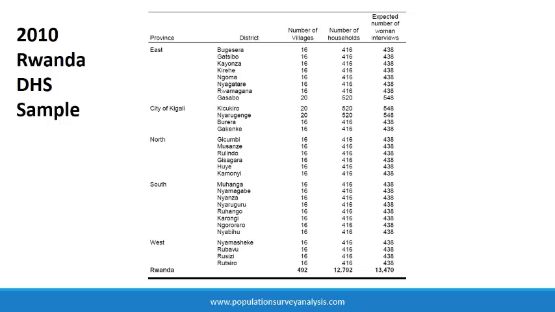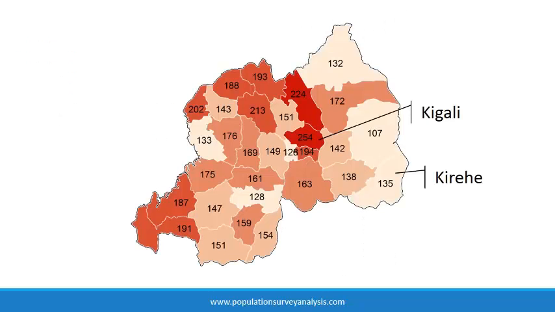Let us say we are going to select a stratified sample in Rwanda, and we stratify by Rwanda's 30 districts. Here are the total 2010 population figures, in thousands, where dark colors represent larger populations. Kigali district has nearly twice the population as Karehe. So if we sample the same number of people from each district, people from Karehe would be overrepresented in the national sample, and people from Kigali would be underrepresented.